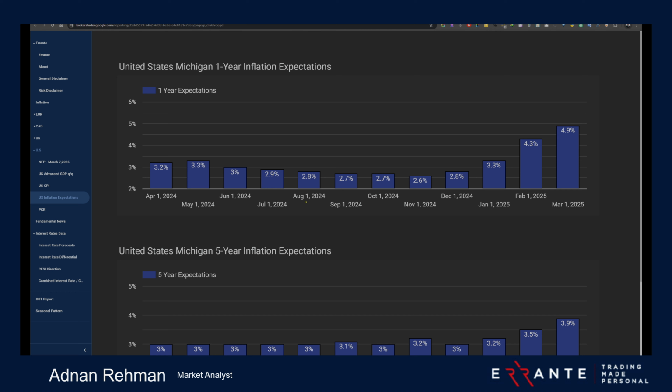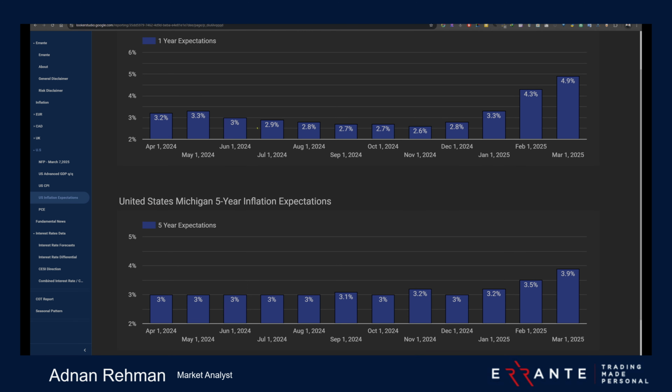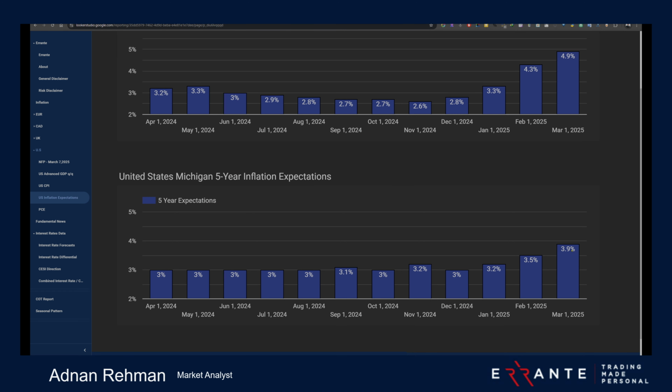The 1 year means the expected inflation 1 year from now, and the 5 year means 5 years from now. You can see that on March 1st we got this reading. Since the whole tariff story and Trump story has unfolded, inflation expectations are skyrocketing towards the upside. Compared to the whole of 2024 and before, 1 year expectations are going to about 4.9%, and 5 year to about 3.9%.